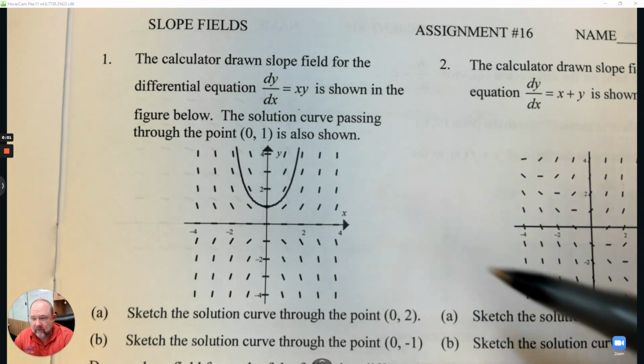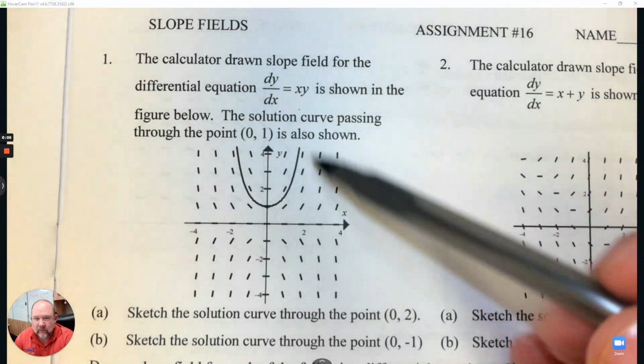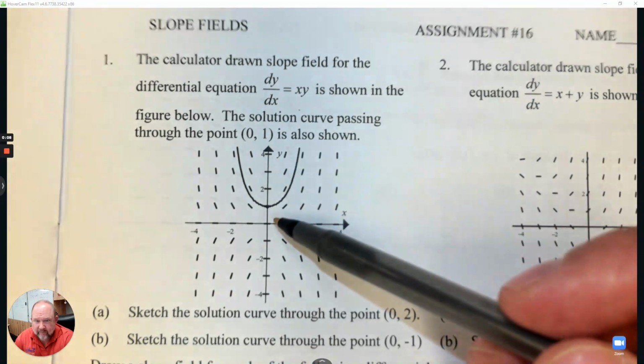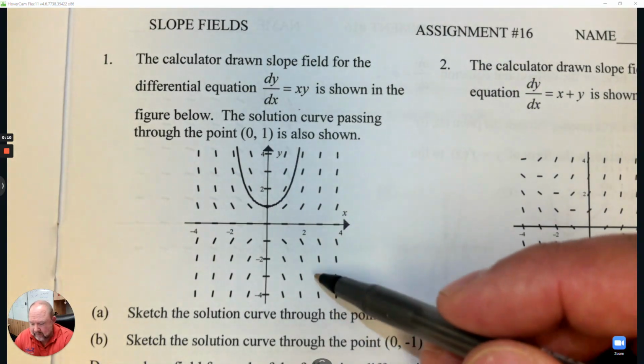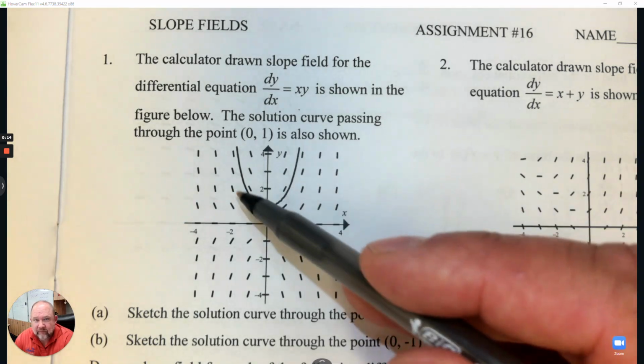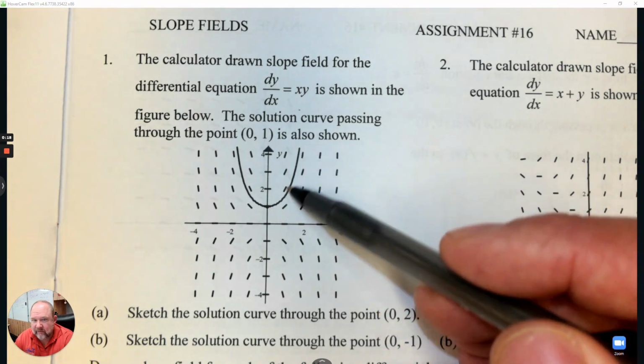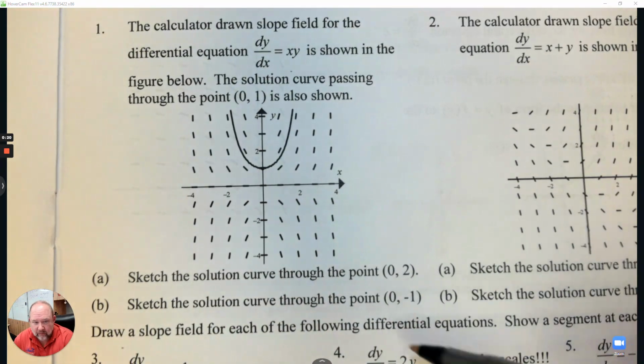This review is on slope fields. The calculator drew it. Here is a solution. A slope field is a bunch of tangent lines, right? Little lines that show the slope, and you follow those slopes to draw a picture. So through one, you can see it rises and rises. So we're going to answer it right on here.